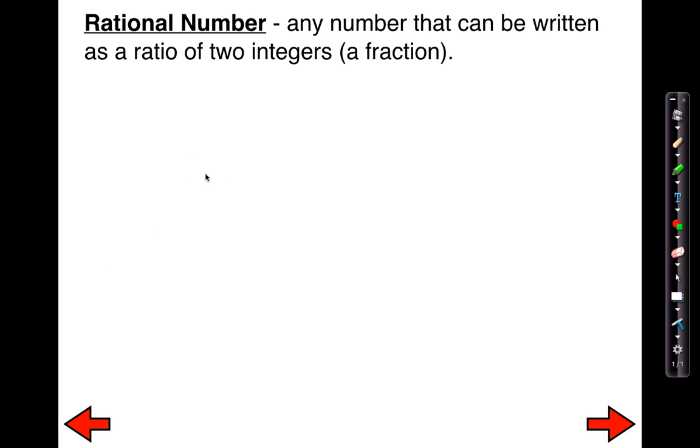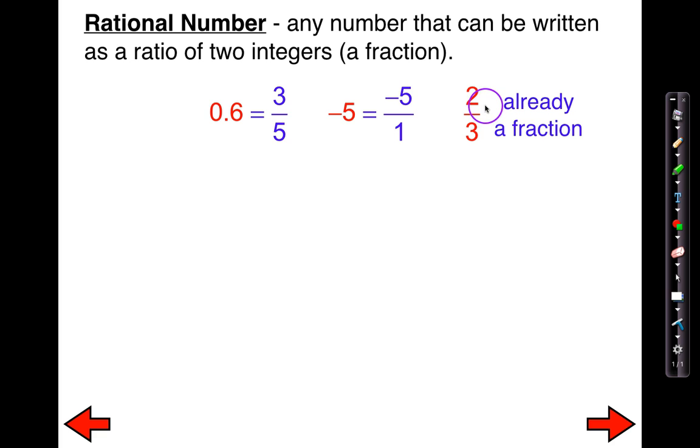So let's first talk about rational numbers. What are they? Well, it's basically any number that can be written as a ratio of two integers, what we know as a fraction. So 6/10 is a rational number, -5 is a rational number, and 2/3 is a rational number. Why, you might ask? Well, because all of these numbers could be rewritten as a fraction. 6/10 could be expressed as 3/5, -5 could be expressed as -5/1, and well, 2/3 is already a fraction, so of course you can write it as a fraction.